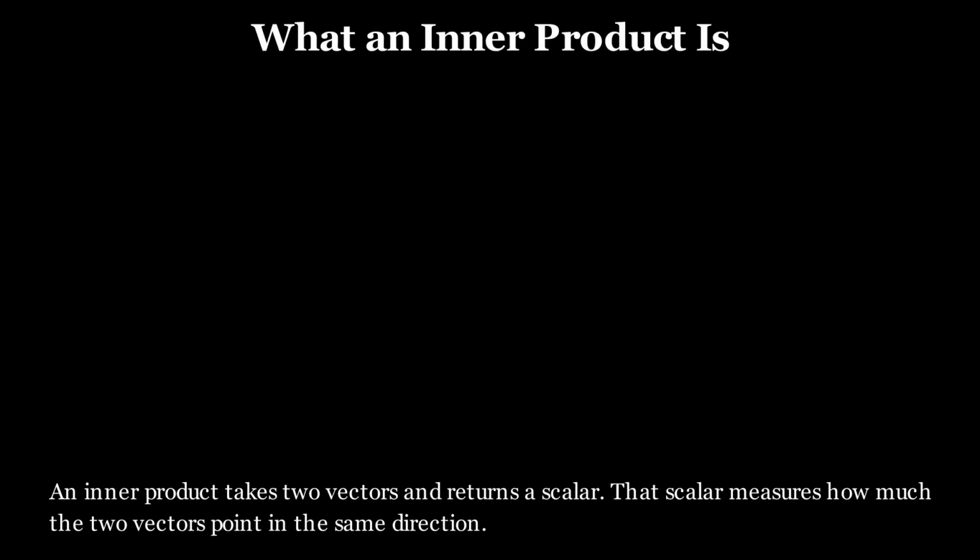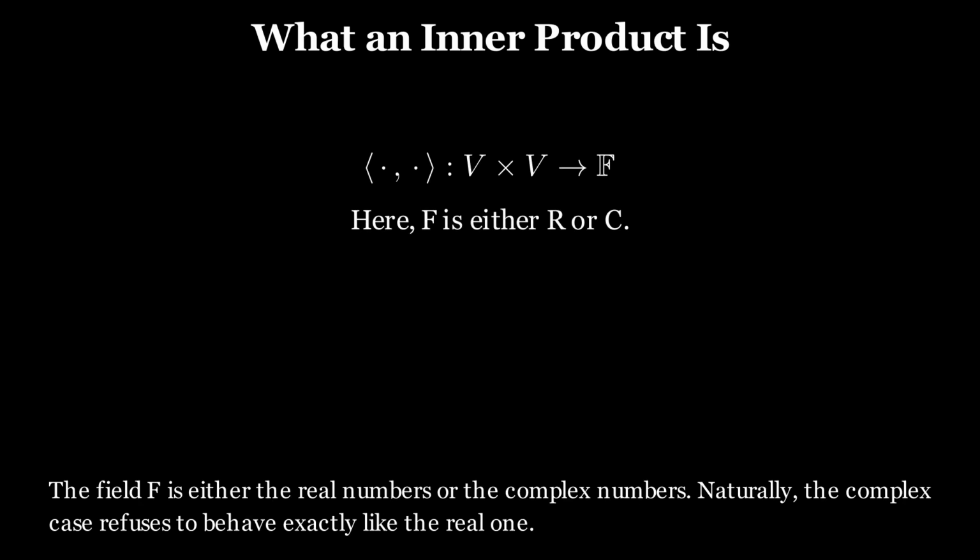An inner product takes two vectors and returns a scalar. That scalar measures how much the two vectors point in the same direction. The field F is either the real numbers or the complex numbers. Naturally, the complex case refuses to behave exactly like the real one.